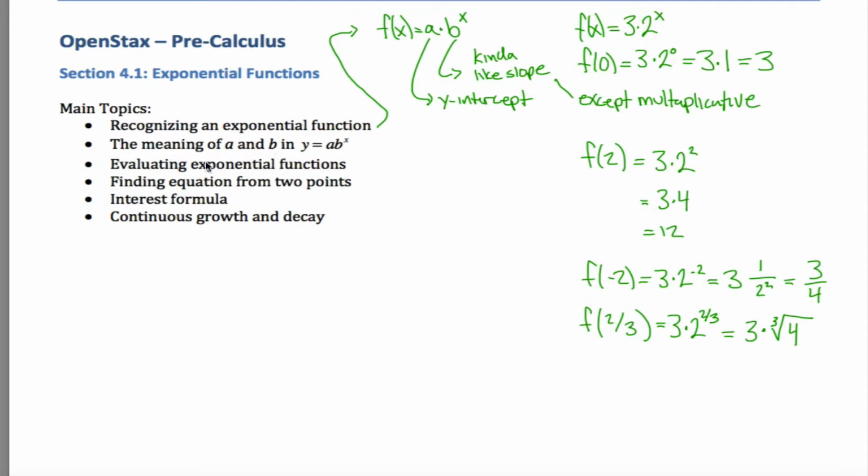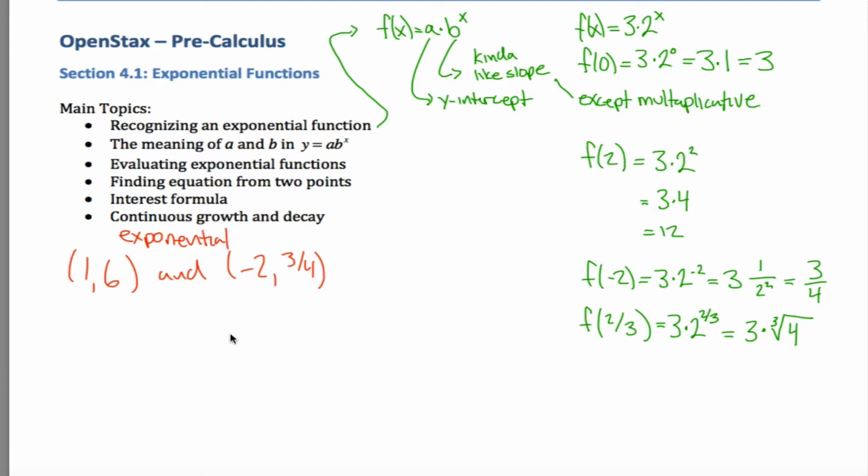So I think I've talked about a and b. I've talked about evaluating some exponential functions. That's what we've been doing here. Next, finding the equation when given 2 points. Here's something that'll pop up a fair amount. Let's say I have an exponential function and it goes through the points (1, 6), the same example I did in the other video, and (-2, 3/4). And I'm told this is an exponential function, and that's important.